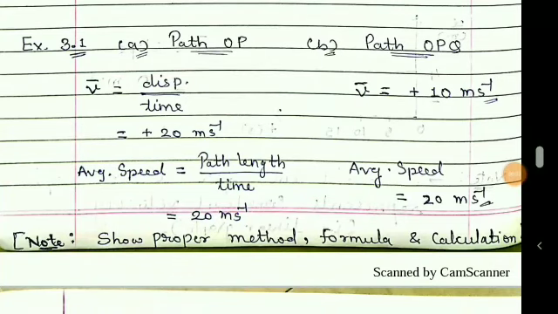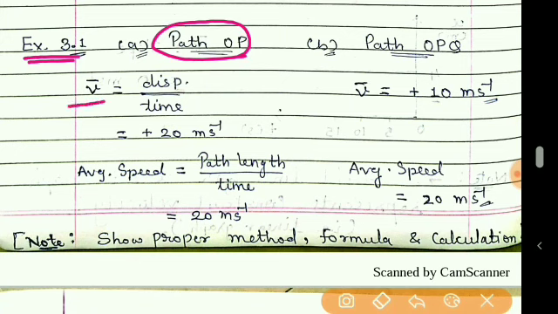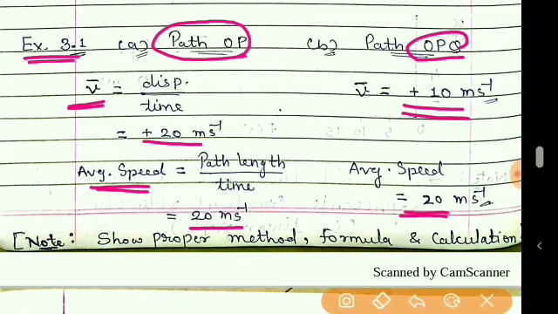So students, in this example I have solved this. You can see for path OP, the average velocity is plus 20 meter per second and average speed is 20 meter per second. For path OPQ, the average velocity is plus 10 meter per second and average speed is 20 meter per second.